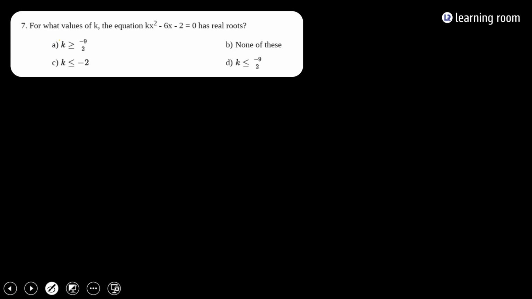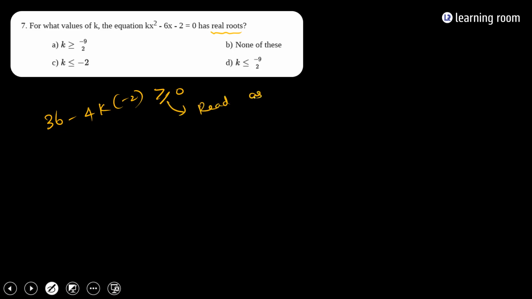Value of k such that the equation has real roots. B square minus 4ac should be greater than or equal to 0. Can I write it like this? Because if you read the question carefully, what did they say? It has real roots. They didn't speak anything about distinct or equal. So greater than 0 satisfies distinct. Equal to 0 satisfies equal.